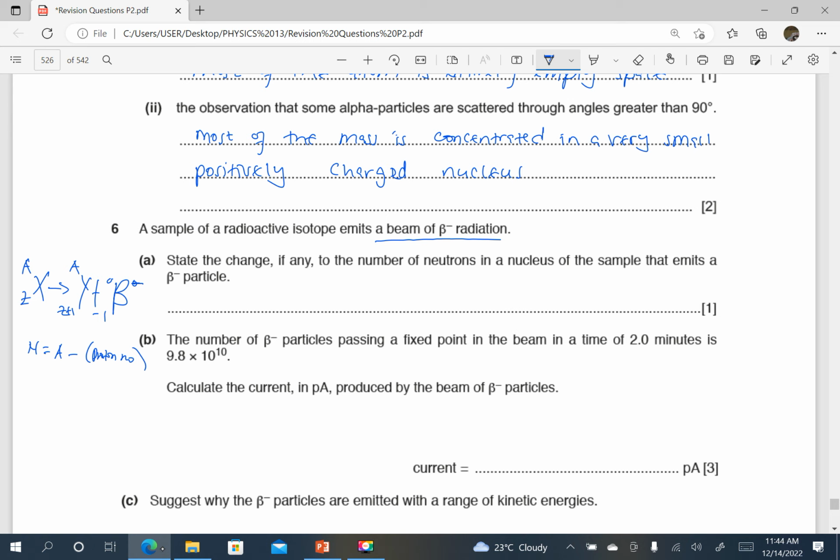So if proton number increases by 1, it means nucleon number reduces by 1. So this one decreases by 1. In other words, when an electron is emitted, it is simply because a neutron has changed into a proton. So the neutron number decreases by 1. Since the proton number has increased by 1, the neutron number should decrease by 1.